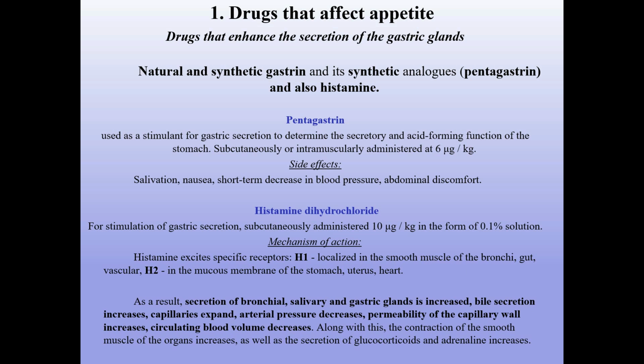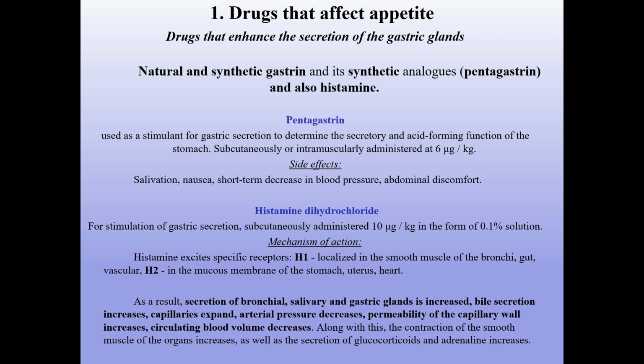Let's discuss some representatives. Pentagastrin, used as a stimulant for gastric secretion to determine the secretory and acid-forming function of the stomach. Subcutaneously or intramuscularly administered at 6 micrograms per kilogram. Side effects: salivation, nausea, short-term decrease in blood pressure, abdominal discomfort.